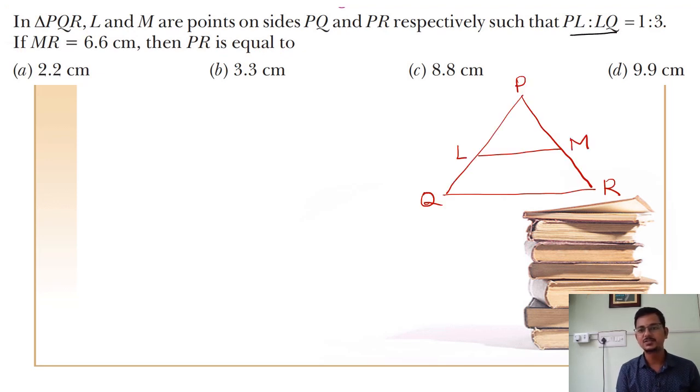In this question PL is to LQ is given 1 is to 3. So this is 1 is to 3. And here MR is equal to 6.6. So this is equal to 6.6. And we need to find PR.